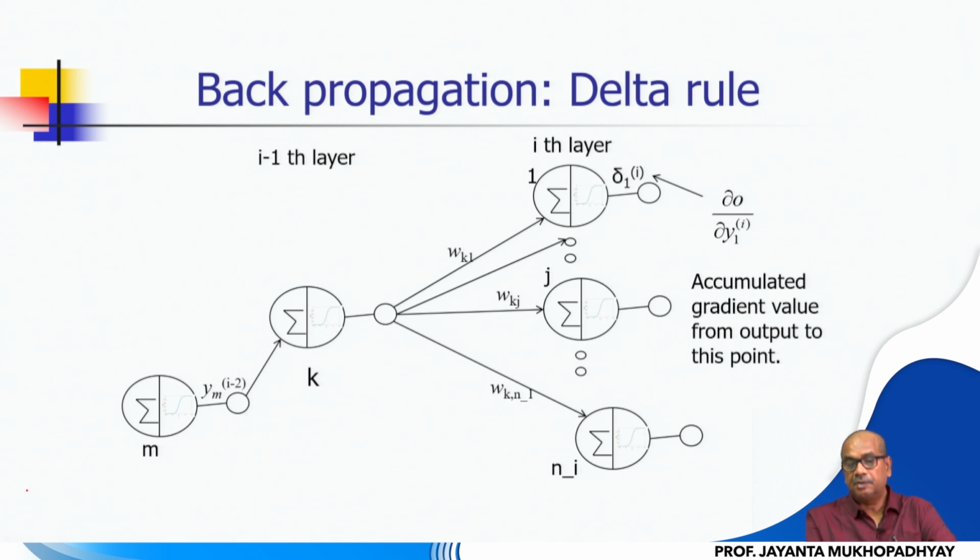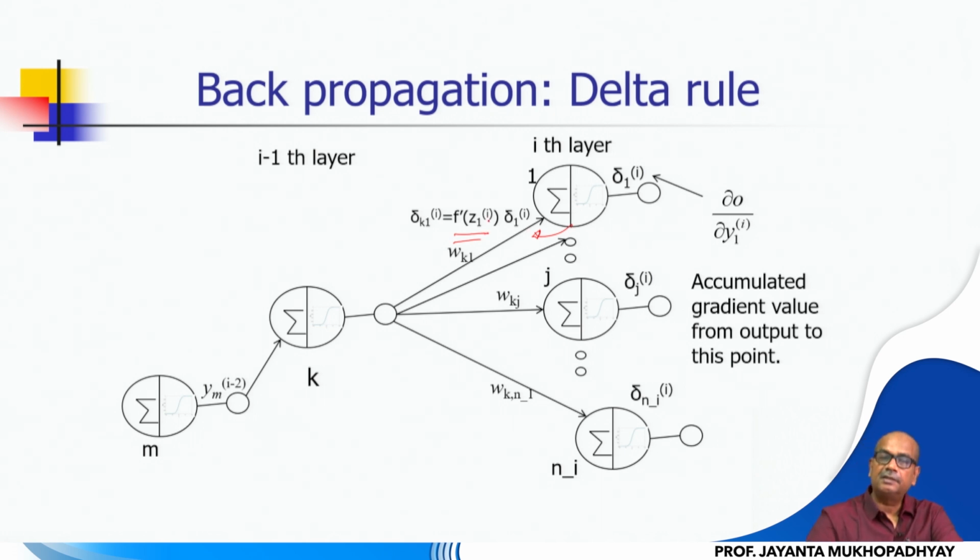So this is the accumulated gradient value from the output to this point. You have to then multiply with f prime z. Yes, it is multiplying with f prime z. So if I consider at this point, it is already considered. So the delta value is the accumulated gradient value at this point. So you multiply with the respective gradient of the nonlinearity function, and then you multiply with the weights, and the sum of them will give you the corresponding derivative at this point.